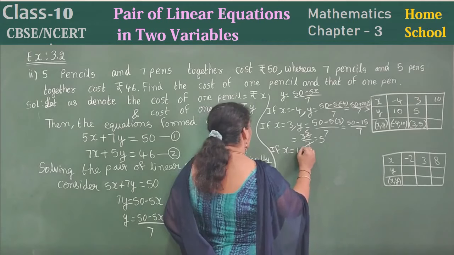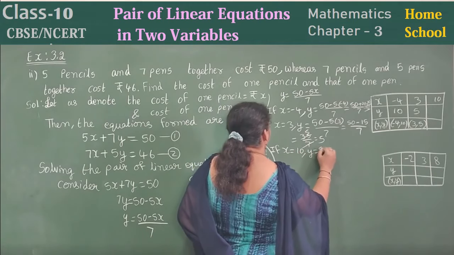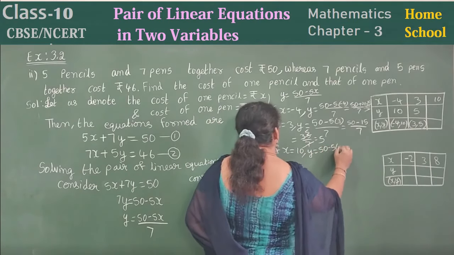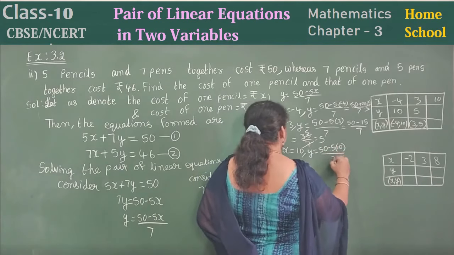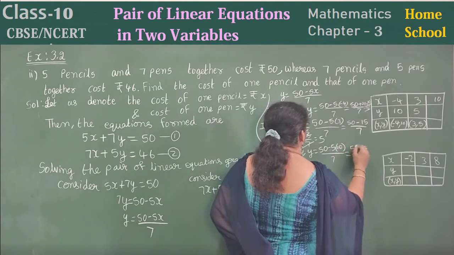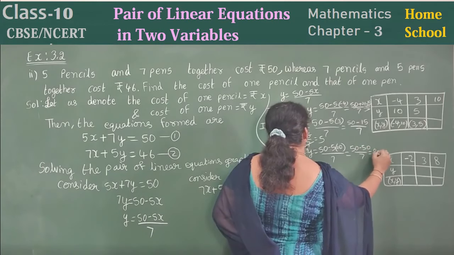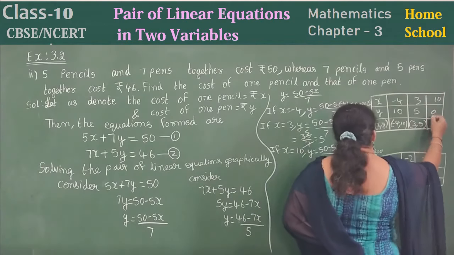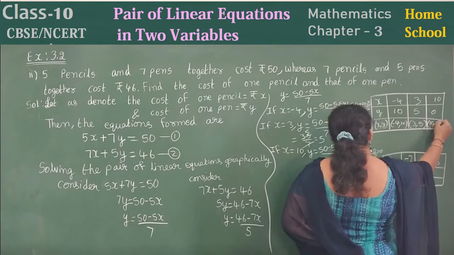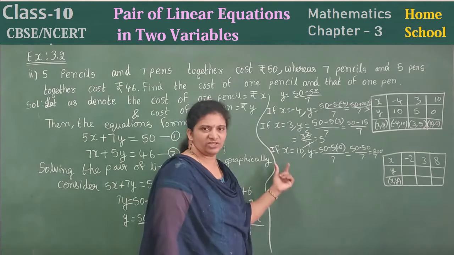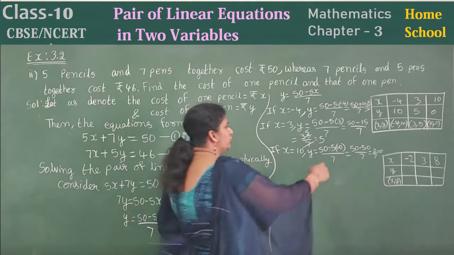If x is equal to 10, y is equal to (50 minus 5 into 10) by 7. That will be (50 minus 50) by 7, equal to 0 by 7, equal to 0. Your coordinate is (10, 0). One equation is completed. Let's move to the second one.